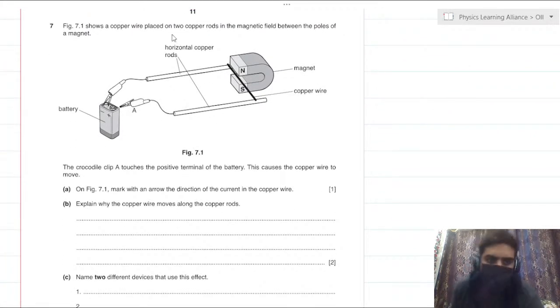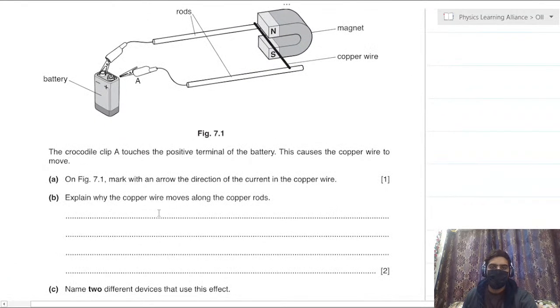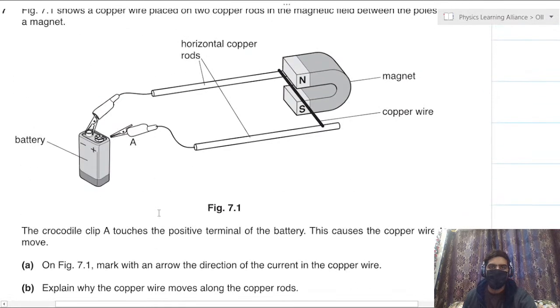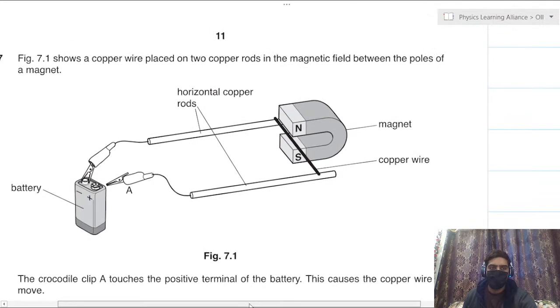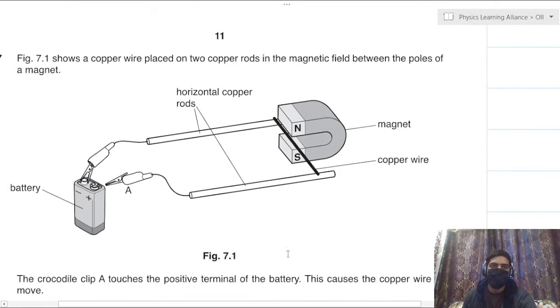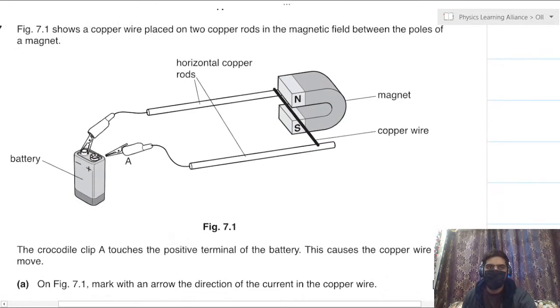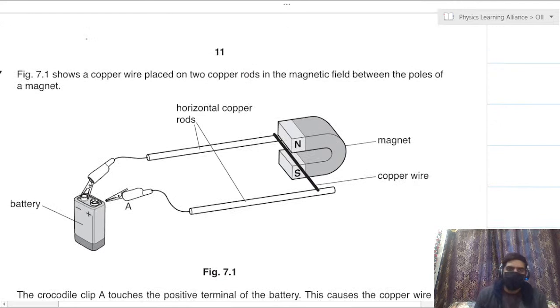All right, here is the first one. Here is the first question now we have. Let's start with this one. I can write question number 1 over here.